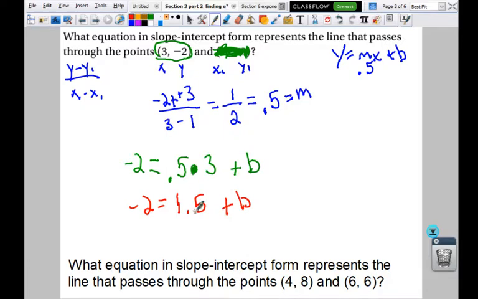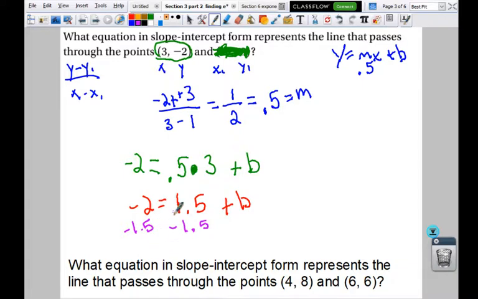Alright. I still haven't quite solved for b yet. So Robert, what should I do to solve for b? We add 1.5 with a negative b. Close. Now it's negative. Yeah, we're going to minus, because this is a positive 1.5, right? The opposite of this positive is minus. So we're going to minus 1.5 on both sides.